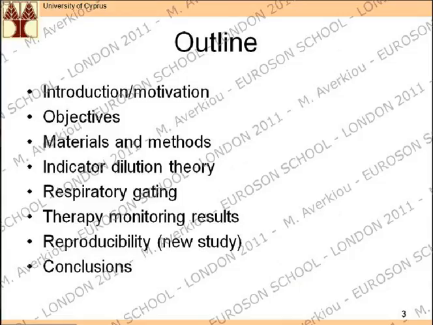Here is an outline of this presentation: a quick introduction and motivation, state the objective, materials and methods. I'm going to have a little bit about indicator dilution theory, which Peter also did a great job presenting. Talk about respiratory gating, which is yet another way of treating motion. Then show you our therapy monitoring results. And finally, show you some additional results in terms of reproducibility.